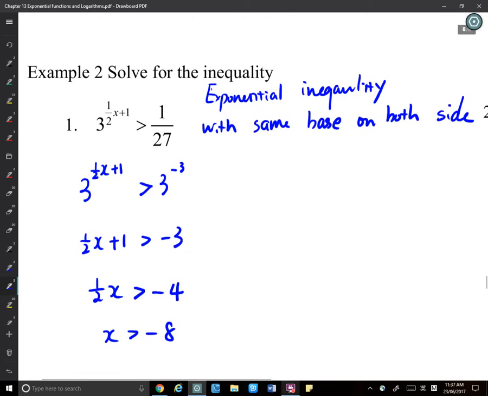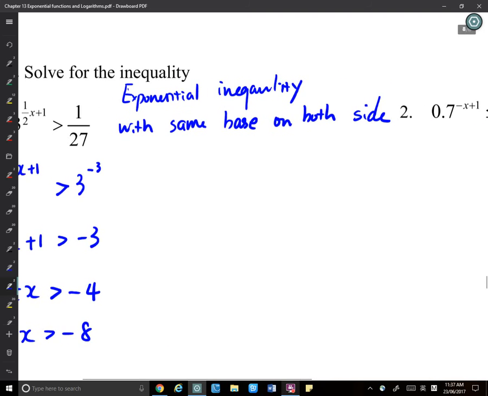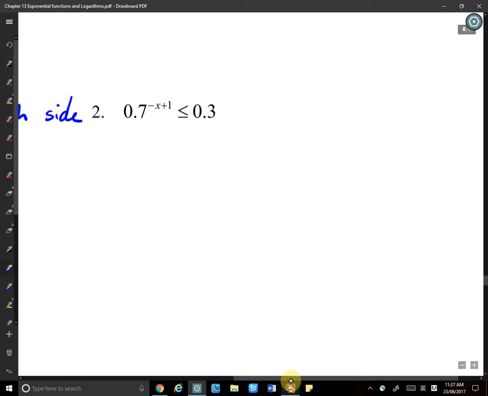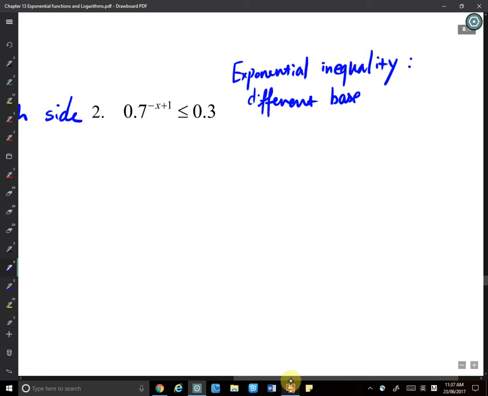Okay, next thing is very, very important. I think that's the most difficult thing to solve in the whole chapter. There are a lot of traps. Example 2 is still an exponential inequality, with different bases on both sides.